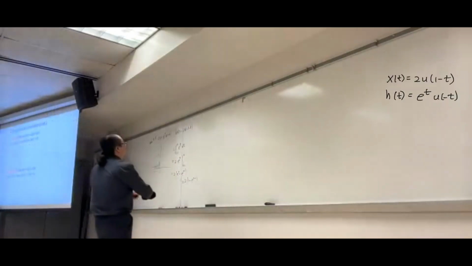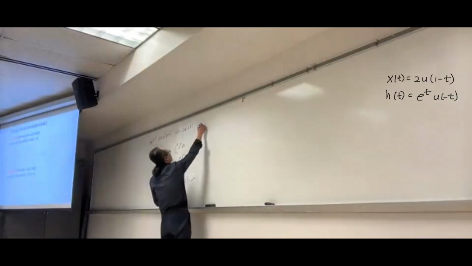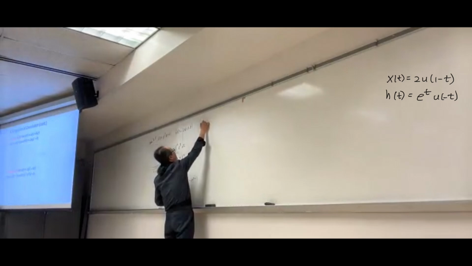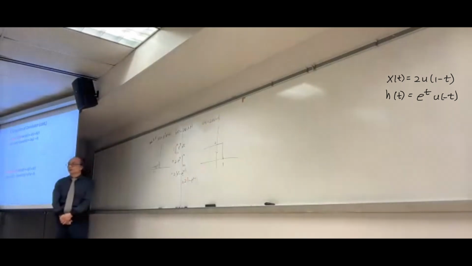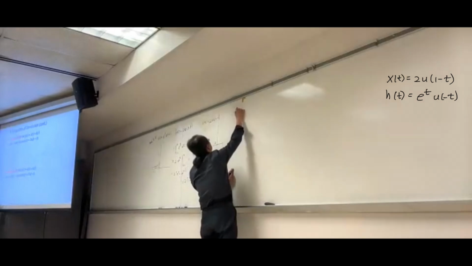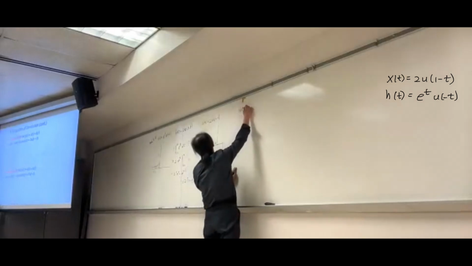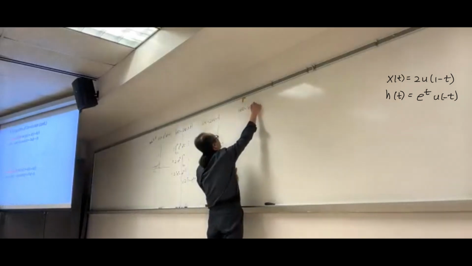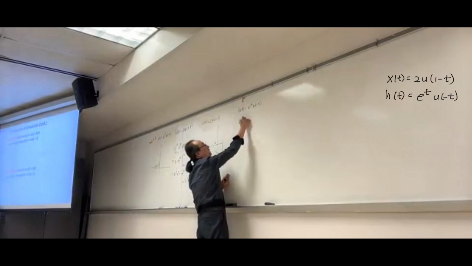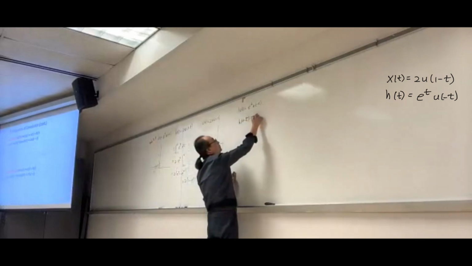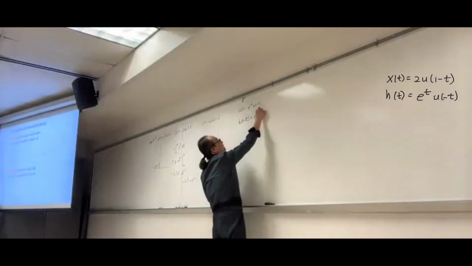So now we're switching these two. We have x of t equals 2u of 1 minus t. That is that. Now we have h of t equals e to the t u of negative t. We have h of t. Now we want to find h of t minus tau. That is e to the t minus tau.